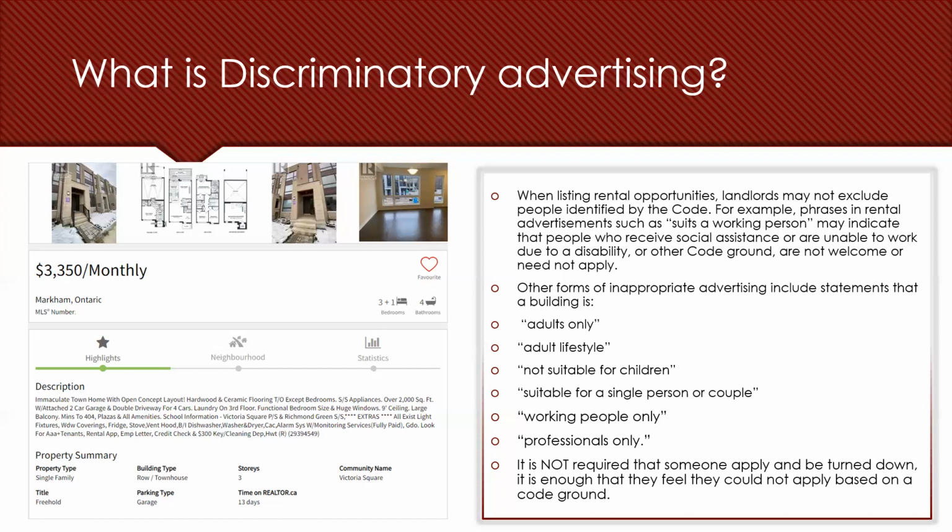So if somebody who was on CPP or OAS saw the words "employment letter" and as a result didn't apply, they could still file a Human Rights Tribunal case against you and simply say that the requirement for an employment letter was enough to make them feel like they were being discriminated against based on the fact that they were on CPP and OAS.